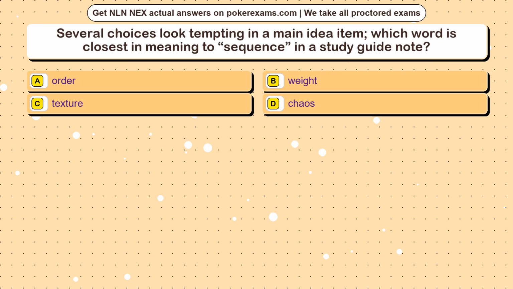Question 12. Several choices look tempting in a main idea item. Which word is closest in meaning to sequence in a study guide note? Option A. Order. Option B. Weight. Option C. Texture. Option D. Chaos.